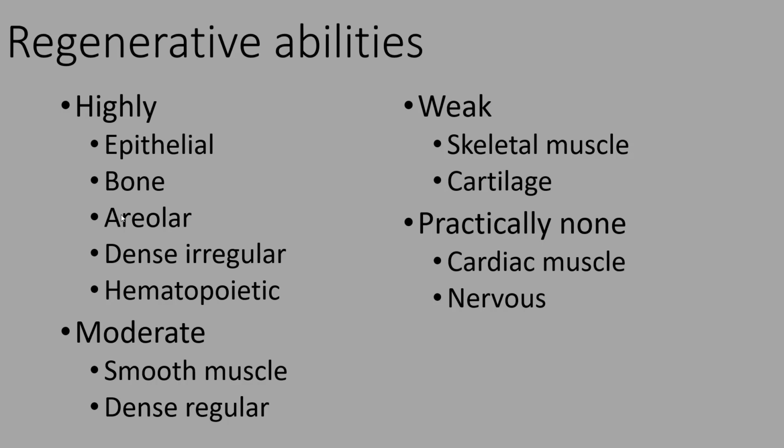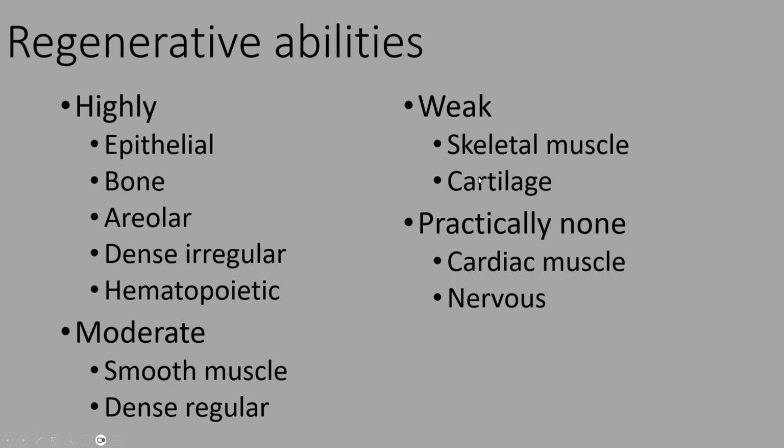And different tissues will have different levels of regenerative ability. Things like epithelial tissue, bone tissue, areolar, dense irregular, hematopoietic, which is blood-forming tissue. These are all highly regenerative. They can replace themselves very easily. Moderate, we have smooth muscle and dense regular. Pretty weakly regenerative is skeletal muscle and cartilage.